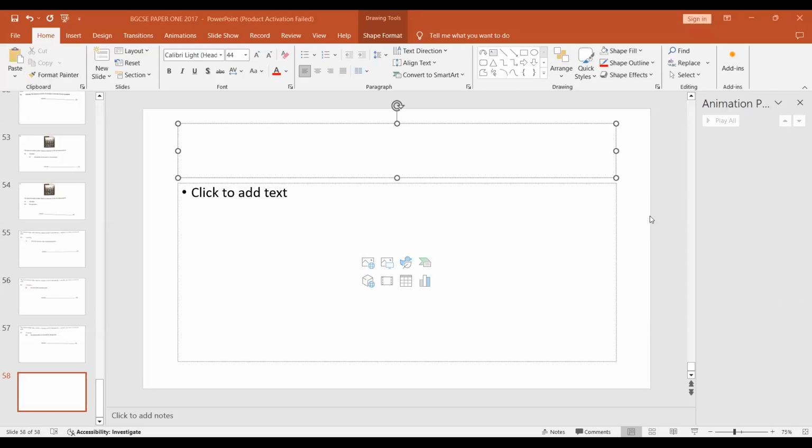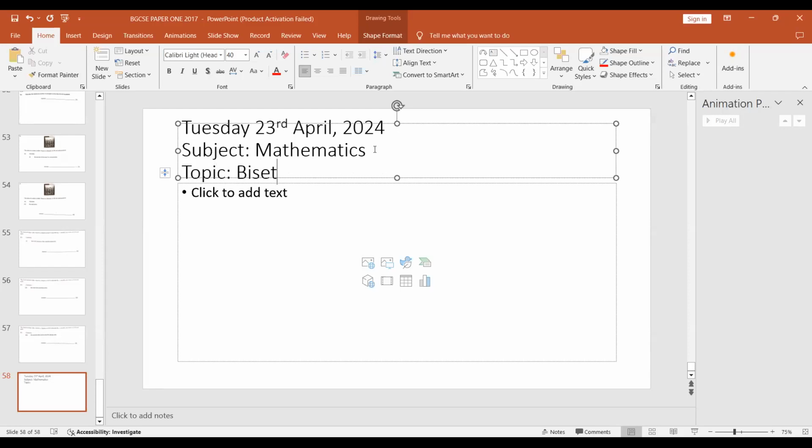So what we're going to do is start. Today is Tuesday, the 23rd of April, 2024. The subject is, of course, mathematics. Today we're going to be looking at bisecting lines and angles, and bisecting angles.